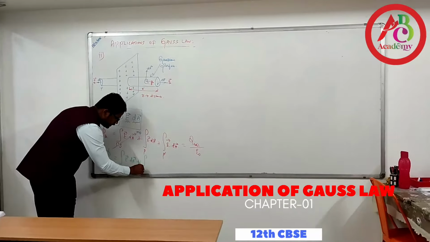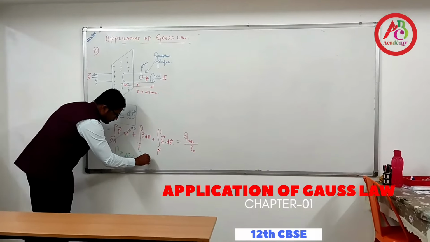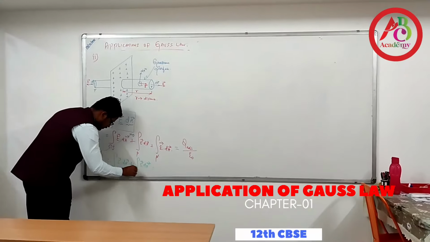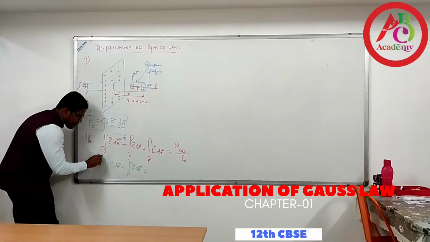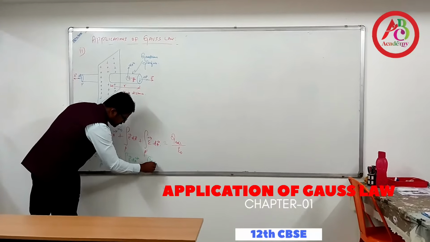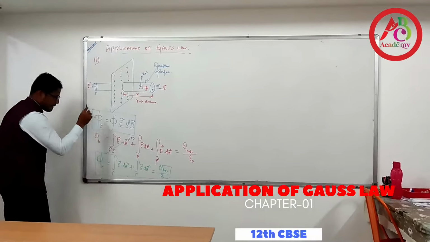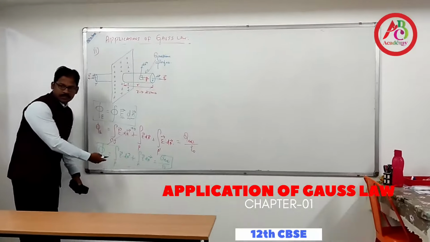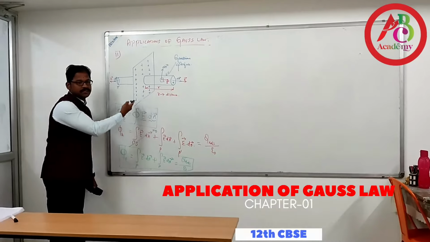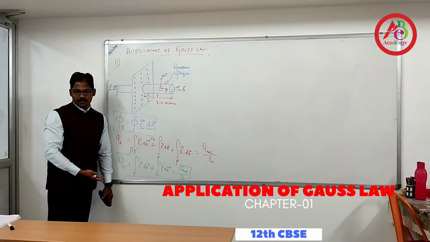plus this integral of E vector into dA vector over P dash. This will be equal to Q enclosed surface charge, divided by epsilon naught. So the equation is: X plus Y equals Z.